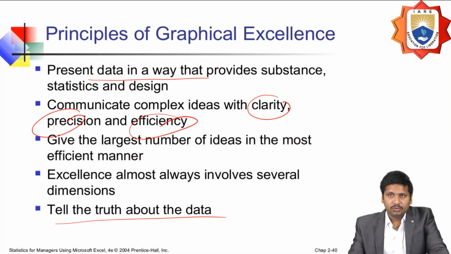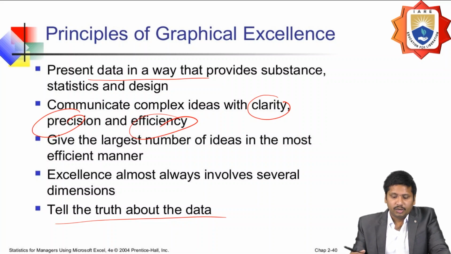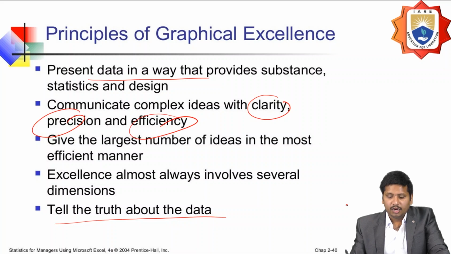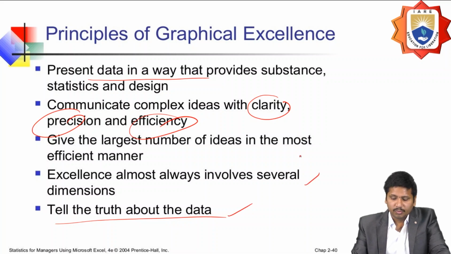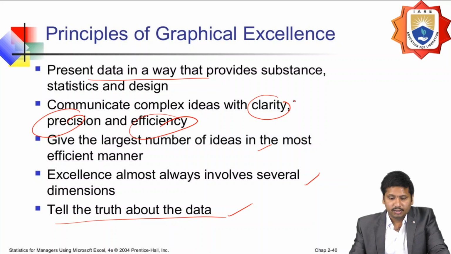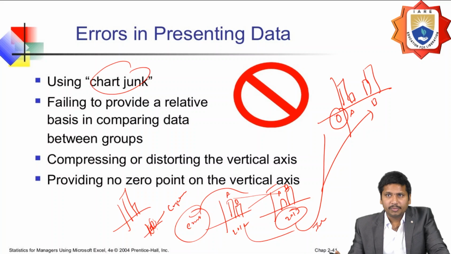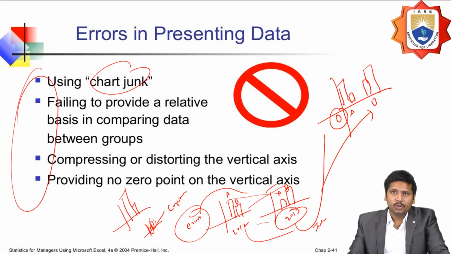And what are the principles I discussed for graphical excellence, like presenting the data? It should be very viewable, the design should also be considered, and it should communicate complex ideas with clarity, precision, and efficiency. We should also present the most number of ideas in the most efficient manner, and it should almost always be excellent in several dimensions, and tell the truth about the data. These are some of the principles I'm going to consider for representing data. Normally, some of the errors in representing data are using chart junk, failing to provide comparison between two groups, compressing or distorting the vertical axis, and providing a non-zero point on the vertical axis. These are some of the common errors we get when representing data.